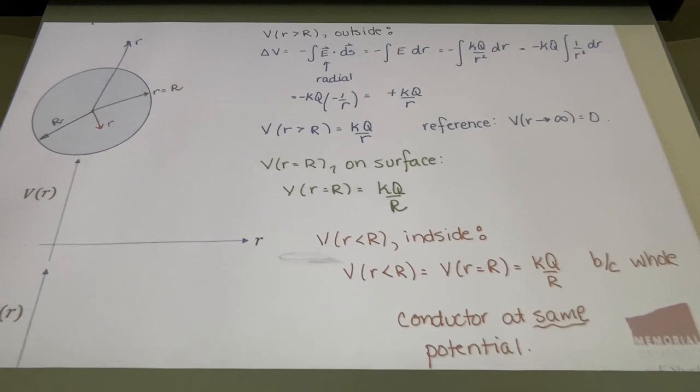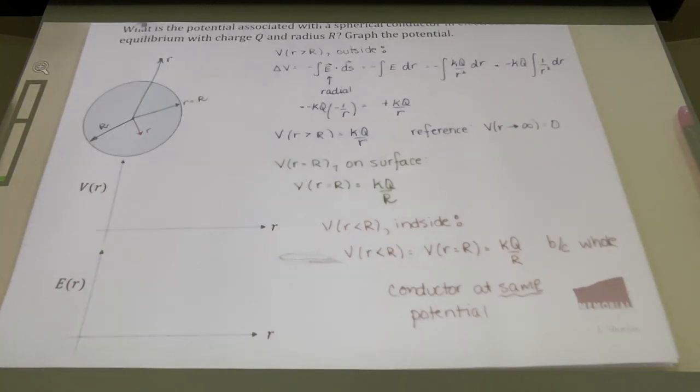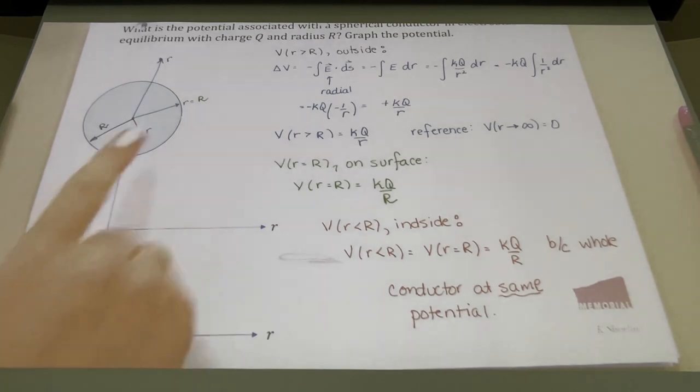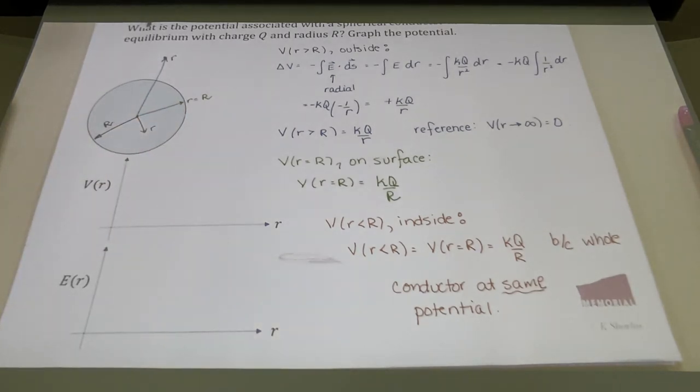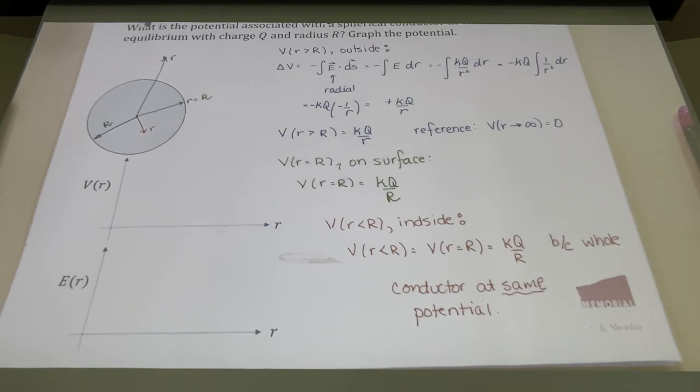Yep. Why can't the voltage inside the conductor be zero? Why isn't it zero? Because it has to be the same everywhere. It can't change. If I had a different potential inside than I did at the surface, if the potential changes, it means we have an electric field. If we have a field, we have a force. If we have a force, we have an acceleration. Acceleration means the charges are moving, but these charges aren't moving. Right. So the field has to be zero, which means the potential has to be constant. And we found it was equal to this value.